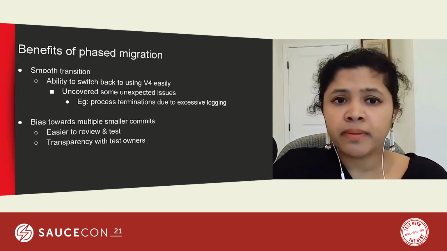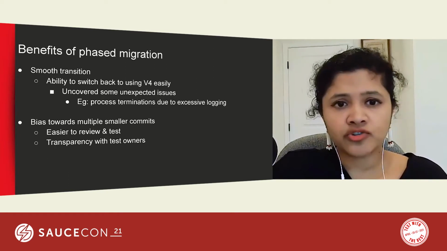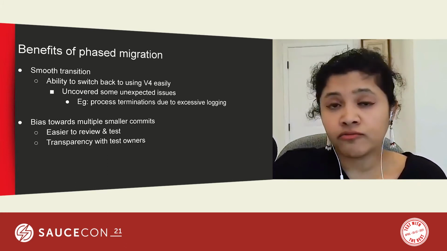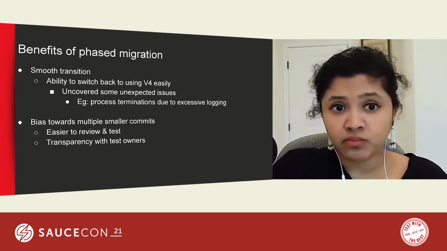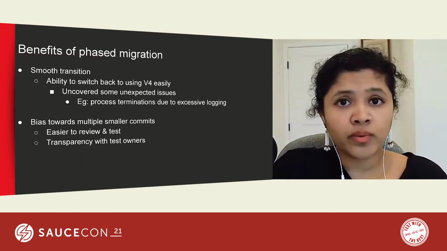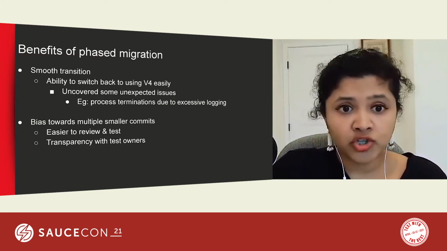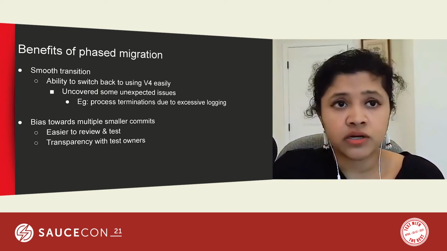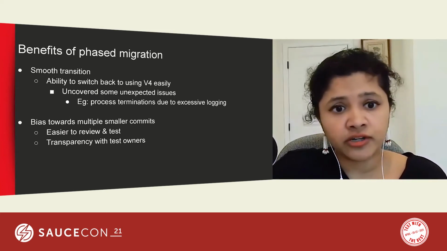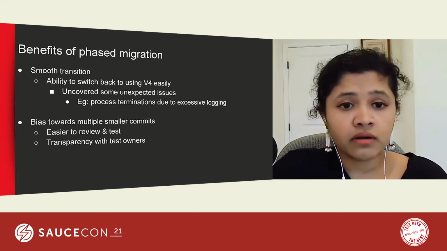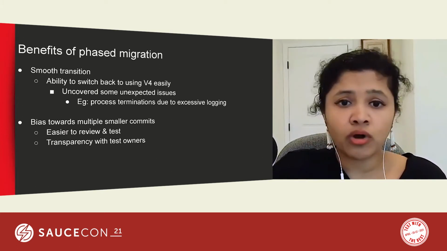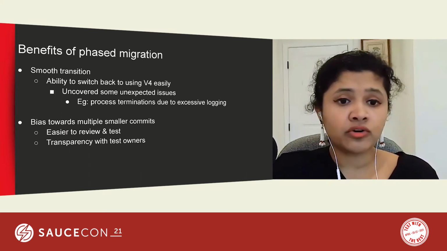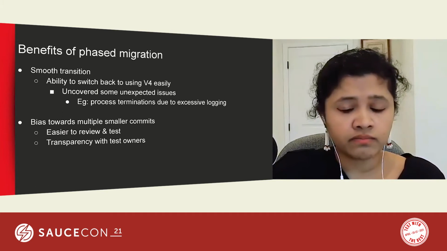So, what were the benefits of this strategy? The transition, from the end user point of view, was pretty smooth. Whenever we encountered unexpected issues, we would switch back to V4, and that was pretty easy for us to do. It was a feature flag essentially for us. And we biased towards using smaller commits, and lots of them at that. But that made things easier to review and test.